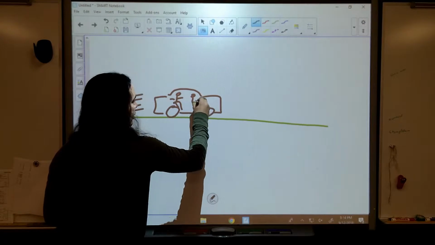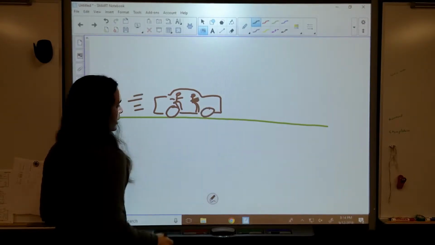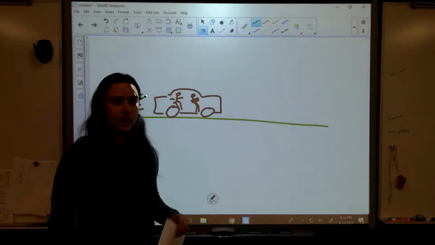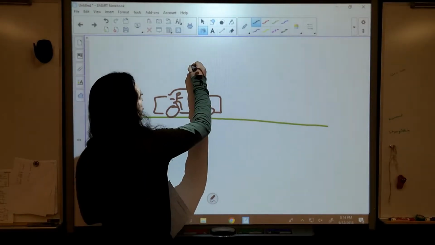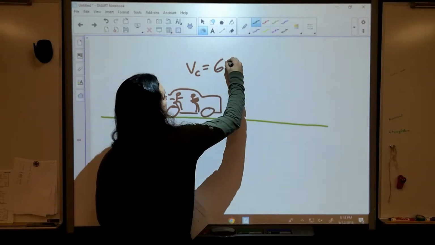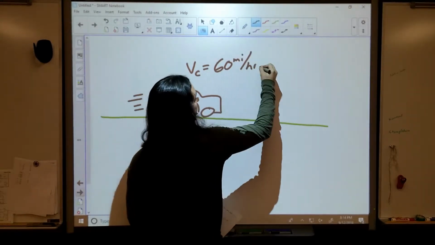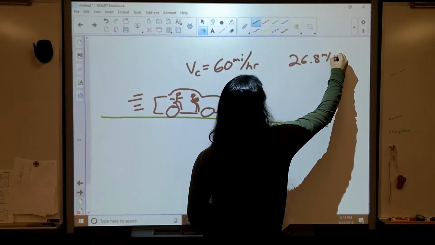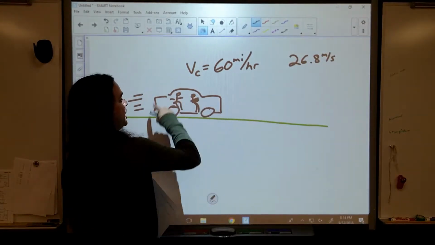Someone else is driving so that the car keeps going, or it's self-driving, if you will, and you're driving down the highway. The velocity of the car might be something like 60 miles per hour, or as we found in class, that's about 26.8 meters per second. Great, so that's the velocity of the car.